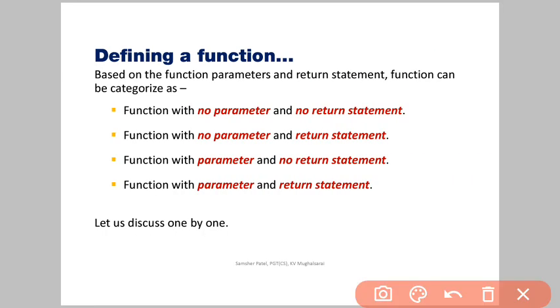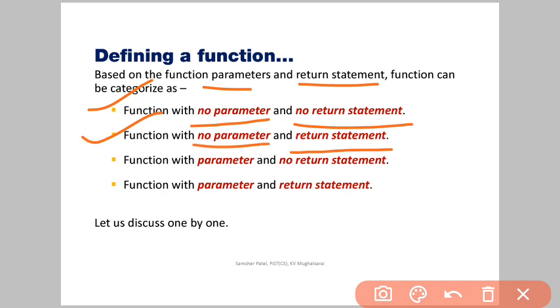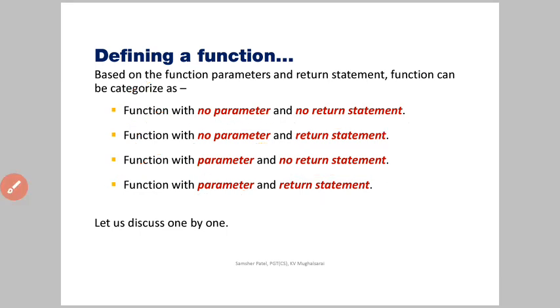So let us see categorization of function on basis of its parameter and return statement. Function can be categorized into four categories. First one is function with no parameter and no return statement. Second one is function with no parameter and return statement. Third one is function with parameter and no return statement. And fourth one is function with parameter and return statement. Let us see one by one.